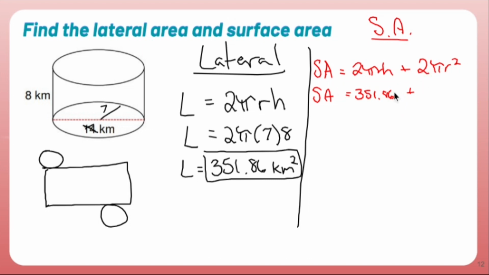2 times pi r squared is going to be 2 times pi times 7 squared. So let me go off to the side. Siri says it's 307.876. So let me add these two together, asking Siri to do it for me. And I get 659.736 kilometers squared.